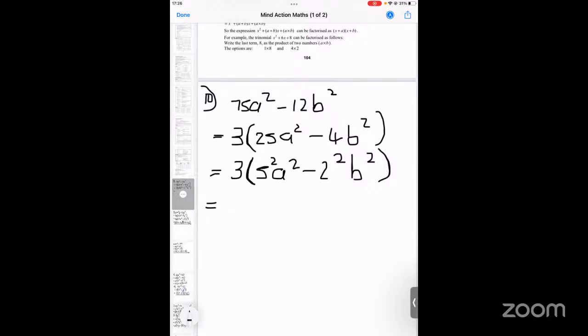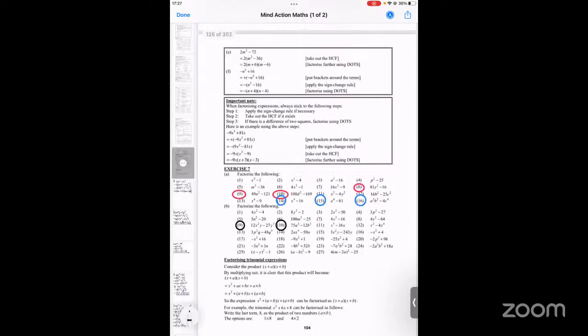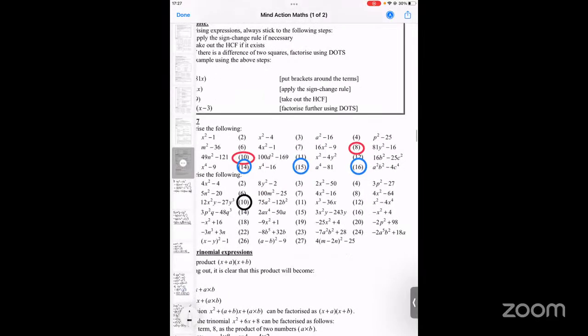And then my final answer was 3 brackets 5a minus 2b close brackets open brackets 5a plus 2b. Yes. That should be 100% correct. Okay. Then let me see the next one.